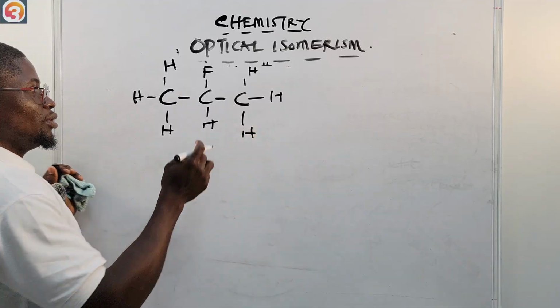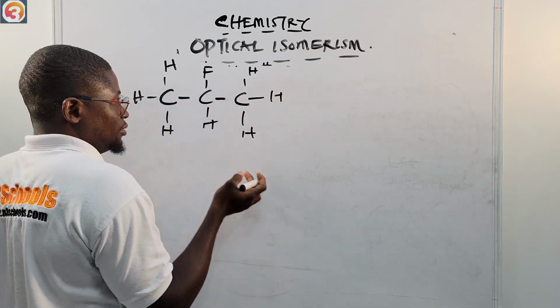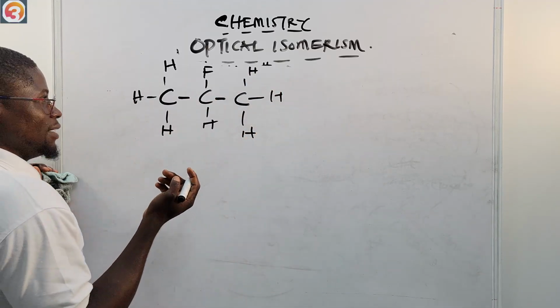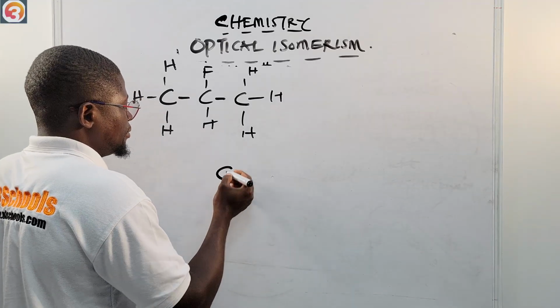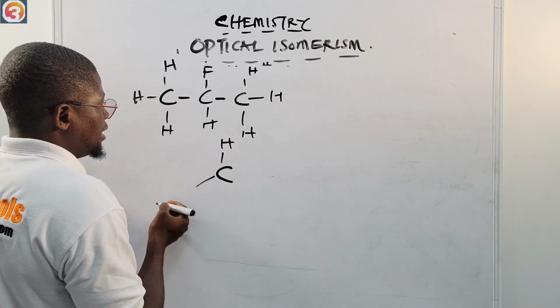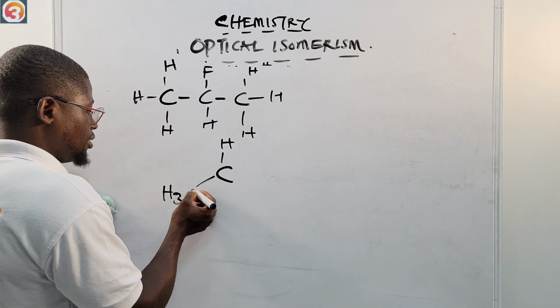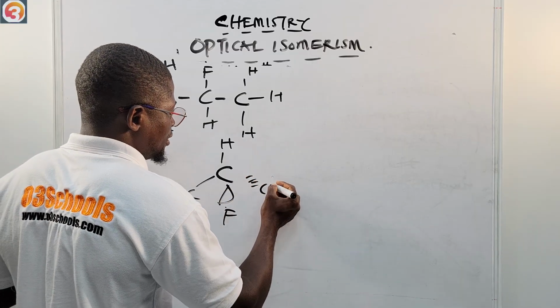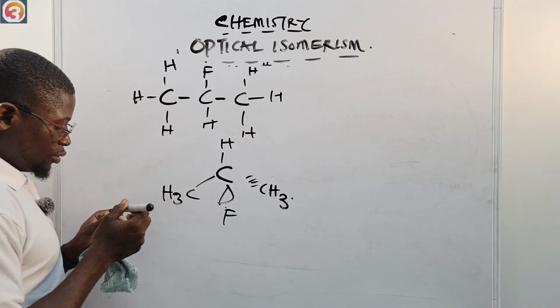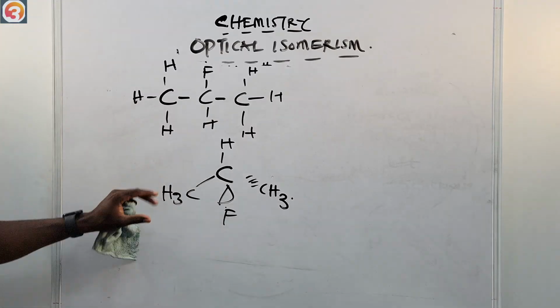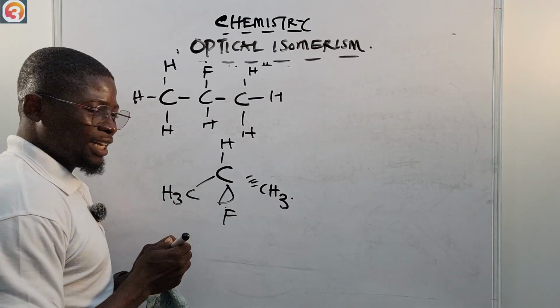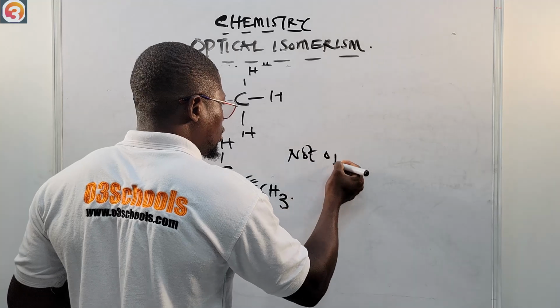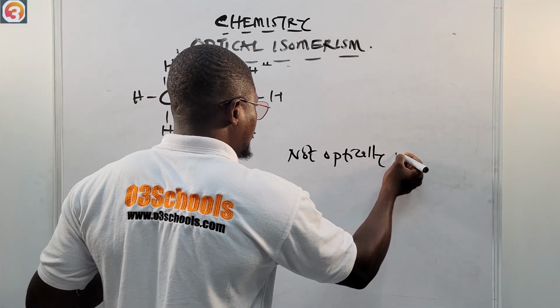Hydrogen. So it can also not be the third carbon. So it definitely has to be this central carbon atom. Here we're going to have our C, then our H, then H3C, then our F, then CH3. Now, is this optically active or not? You can see obviously here that it is not optically active.